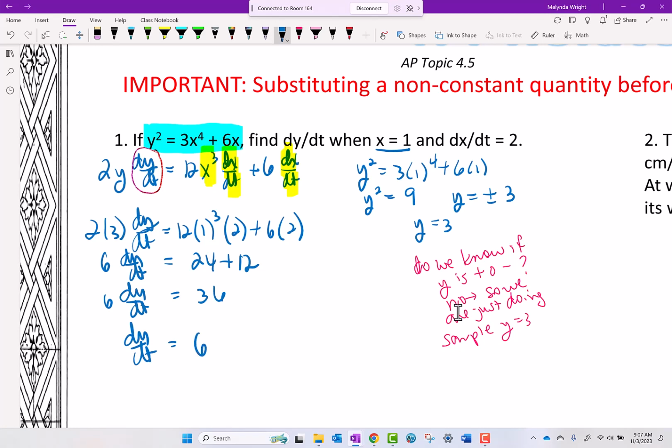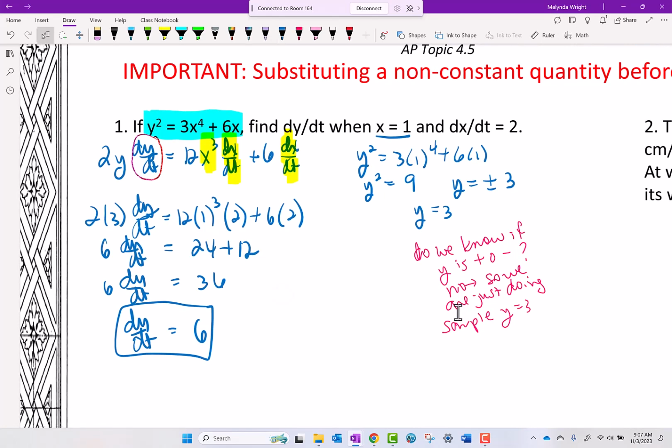We solve for dy/dt, and 36 divided by 6 is 6. There aren't any rates to go with this problem. There are no units to go with this problem, but if there were, we would definitely need to put those in.